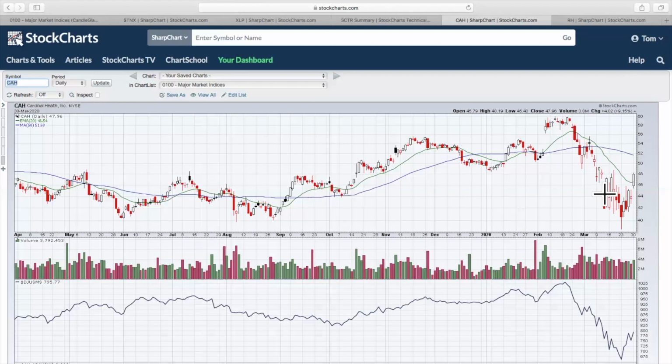All right, so I just wanted to go over and show you using the accumulation distribution, using the tools at StockCharts, so many tools here. Make sure you take advantage of that.